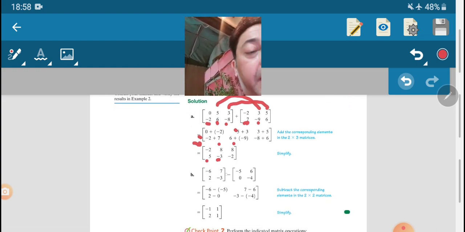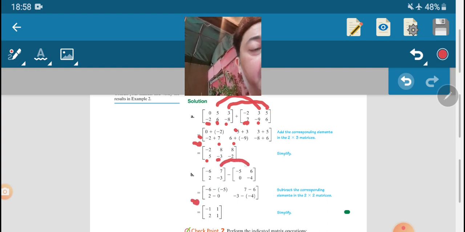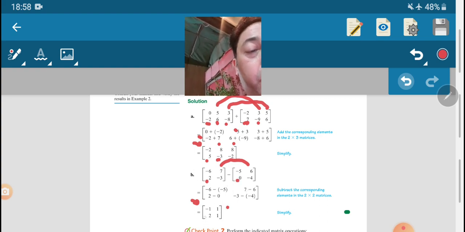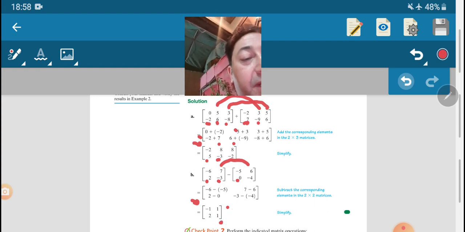If you want to subtract, they have the same order. Let's start. Negative 6 minus negative 5, which is negative 6 plus 5, negative 1. 7 minus 6, 1. 2 minus 0, 2. Negative 3 minus negative 4, 1. So we have finished our work.